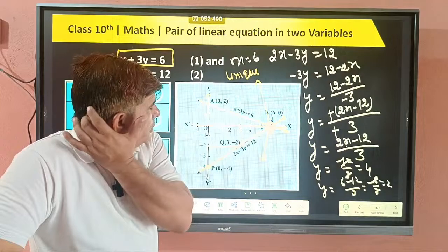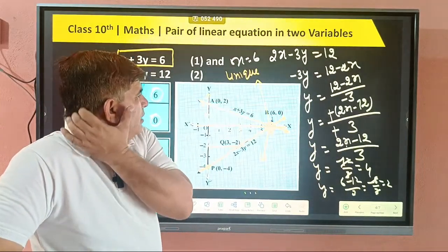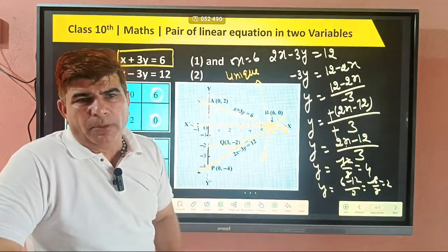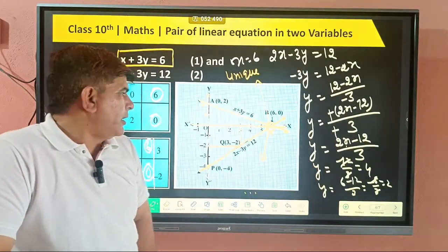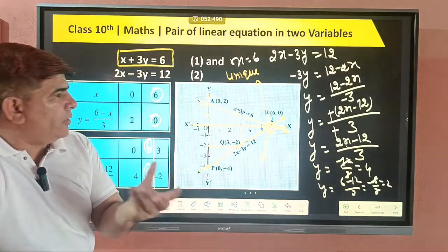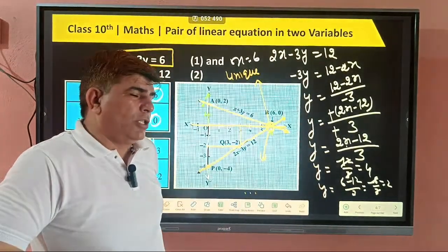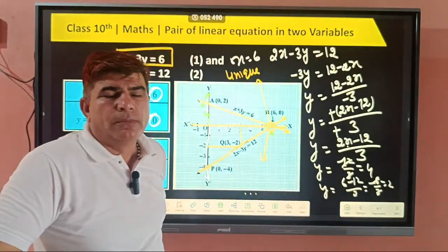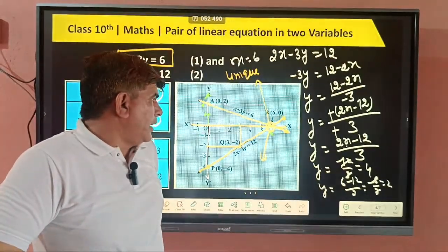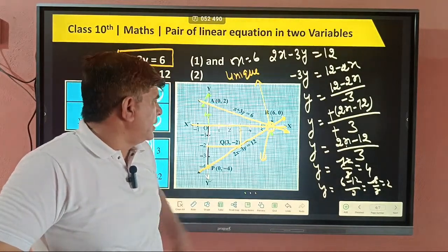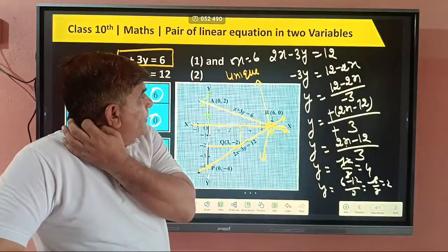Through the graph we are easily able to tell whether the lines cut at one point, do not cut at any point, or cut at infinitely many points. If they cut at one point, it means a unique solution. If they do not cut on the same plane, there is no solution. And if one line lies on the other line, it means there are infinitely many solutions.